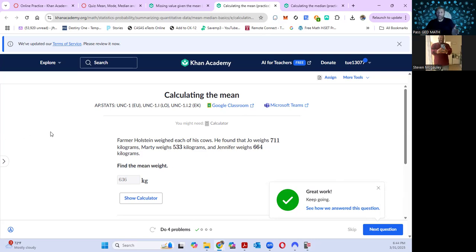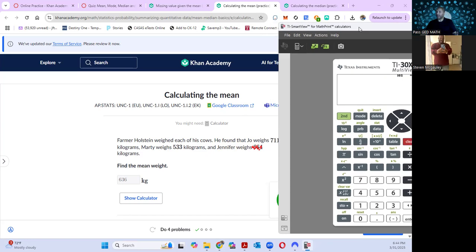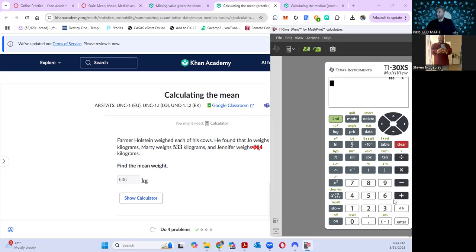So I'm gonna show you a nice little tip, right? We found the average. So say we already knew the average and we didn't know how much Jennifer weighed. This is the beauty of math because you can always check your work. We're going to take that average, which is 636, and multiply it by 3. That's what gives us our total because we already know the average.